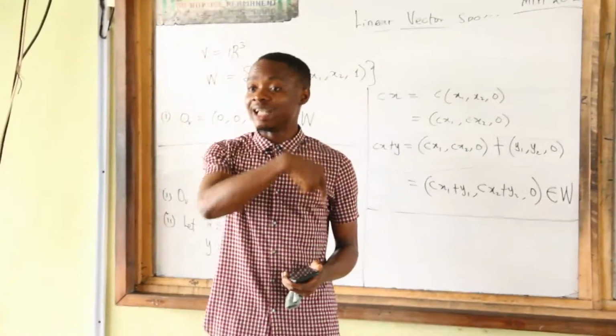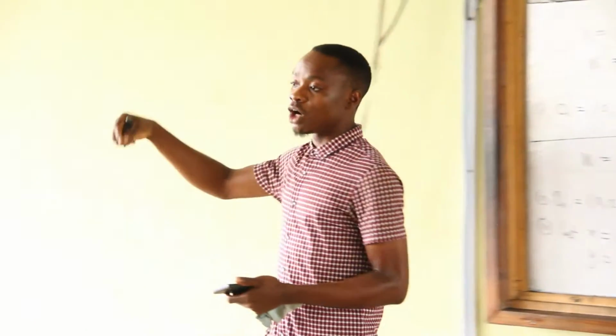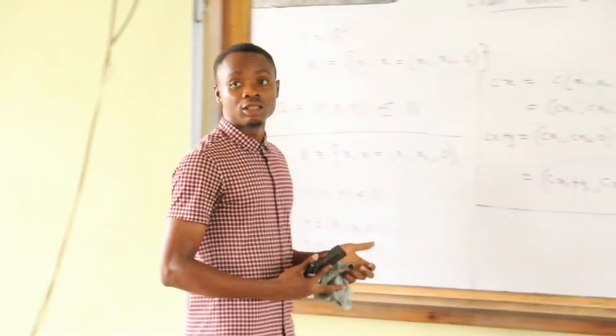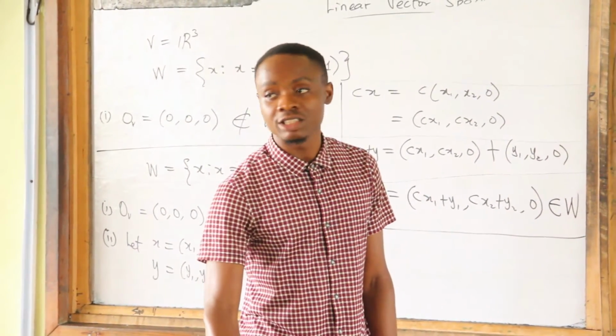Because its determinant is 0, and we are looking at a subset whose elements have non-zero determinants. Is it clear? So it does not contain the zero element. So it is not a subspace of V.